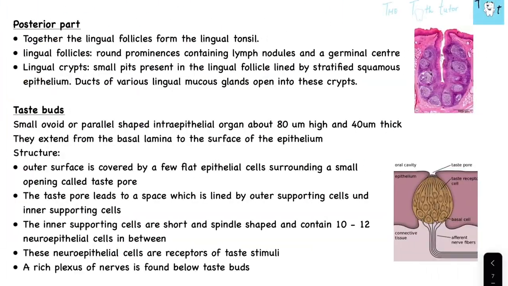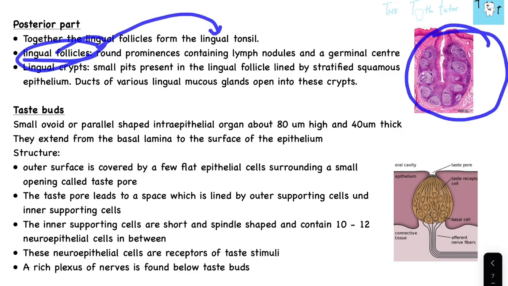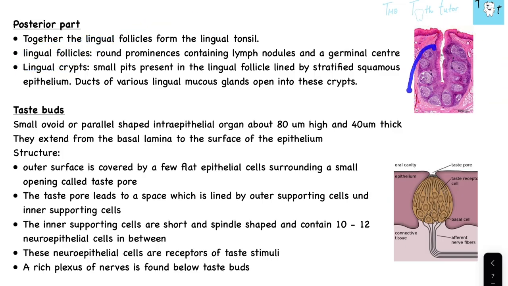So in the posterior part, the lingual follicles form the lingual tonsils. So these structures, those lingual tonsils, they are made up of the lingual follicles. And what are lingual follicles? These are round prominences containing lymph nodules and a germinal center. So lingual follicles are the structures which make up the lingual tonsil, and they look something like this. So they are prominences.